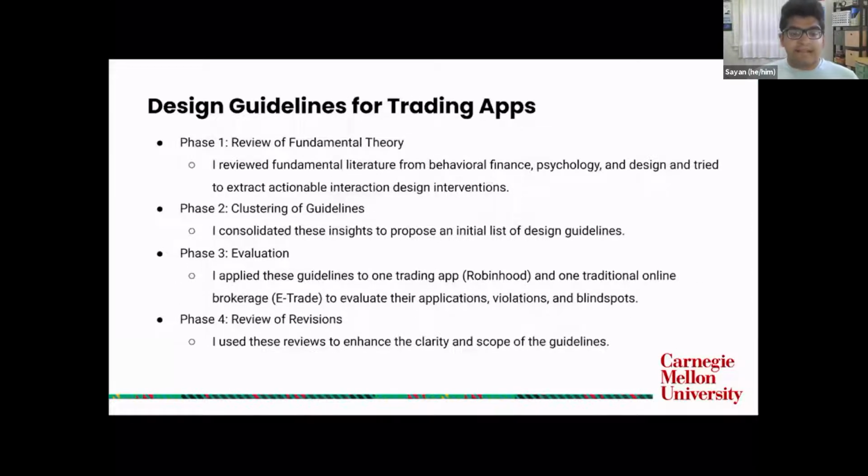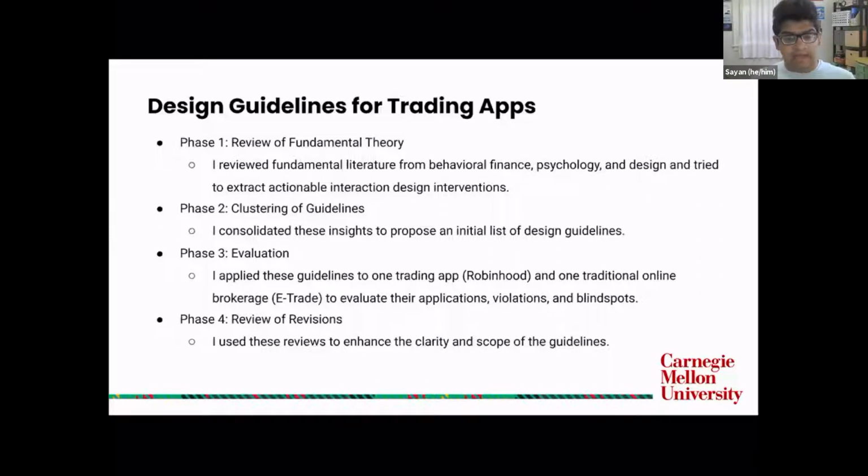We made these guidelines in a four-step process. In the first step, because investing is such an interdisciplinary field, we spent some time reviewing fundamental literature from related domains. We chose three fields that are relevant to financial decision-making. Number one, behavioral finance. Number two, psychology. And finally, design. I tried to extract recommendations that are actionable through interaction design interventions.